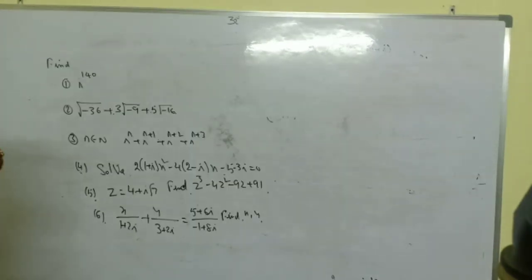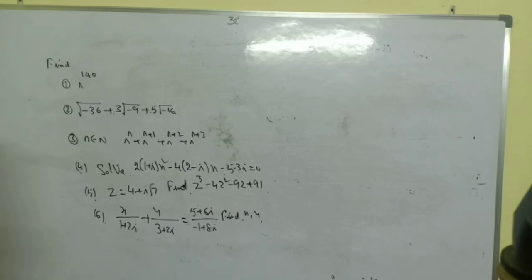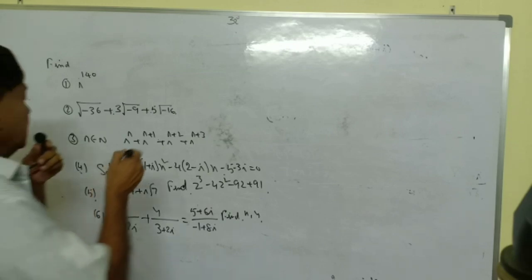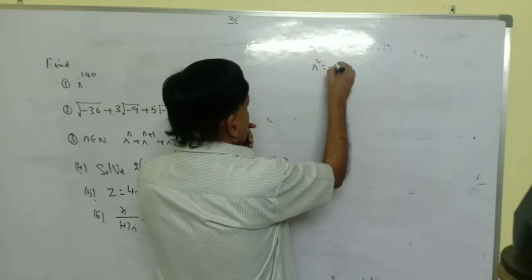We will try to find out the algebra of complex numbers by seeing these numerical results. Find the value of i power 140. To do this question, i square is equal to minus 1.